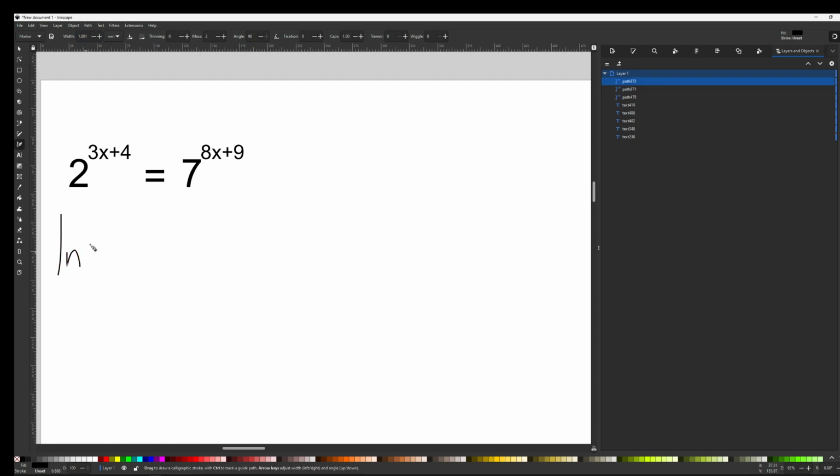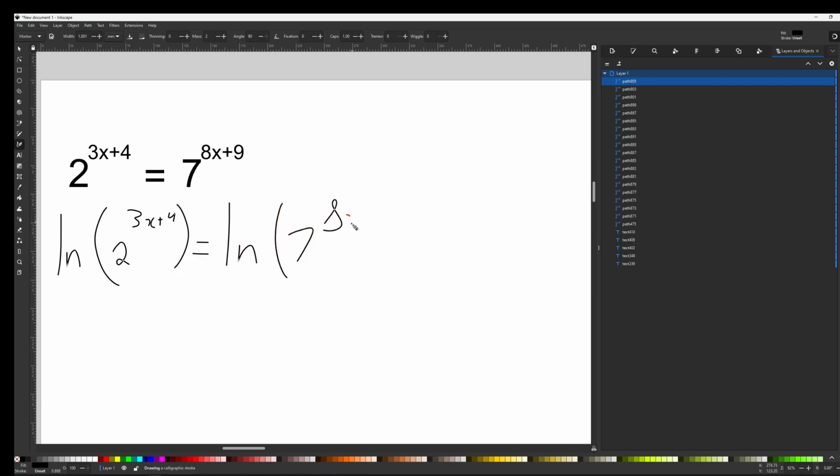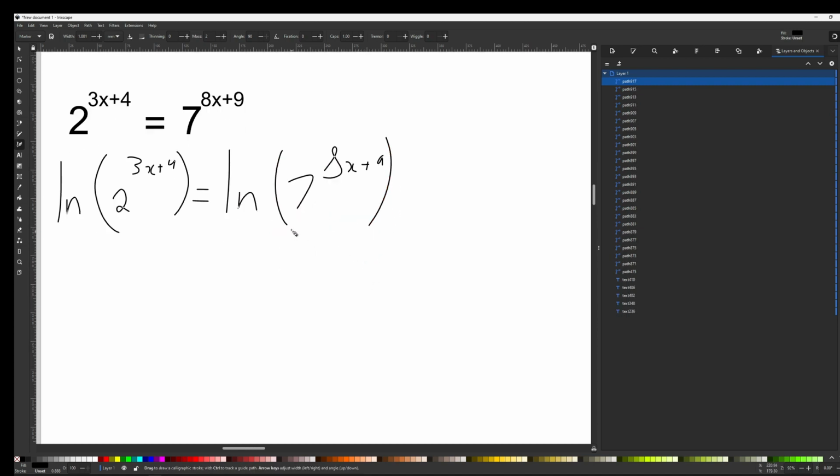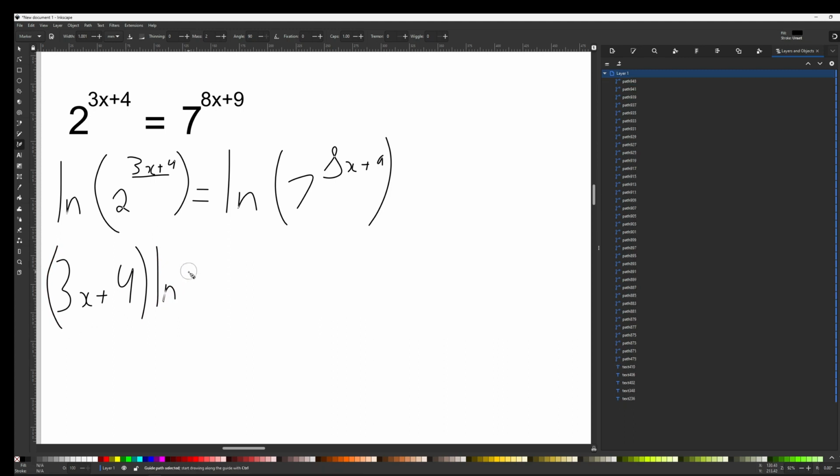Okay. So we have ln of 2 to the 3x plus 4 is equal to ln of 7 to the 8x plus 9. Okay, and when we have logarithms and an exponent, we can bring this exponent to the front. Let's do that. (3x plus 4) times the natural logarithm of 2. And when you have constants like this, the parentheses, you don't really need it anymore.